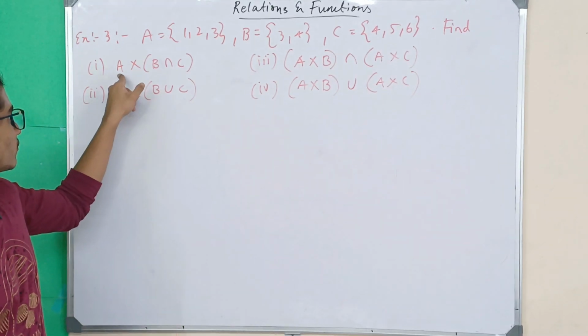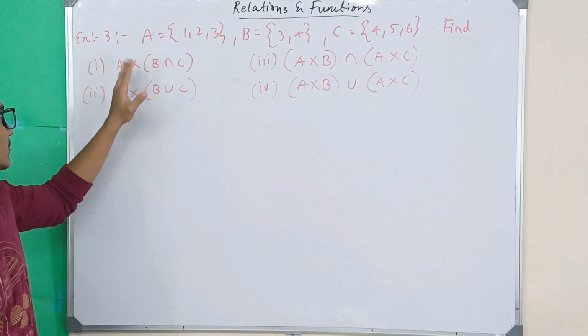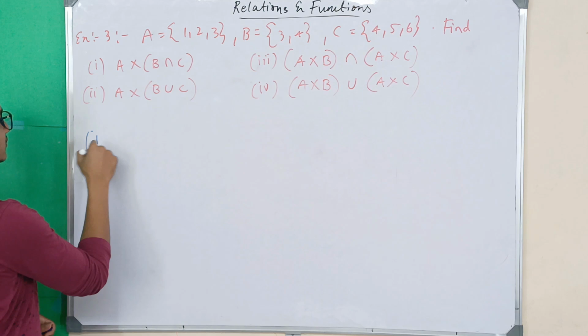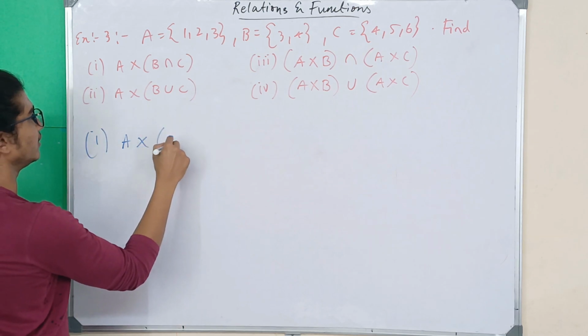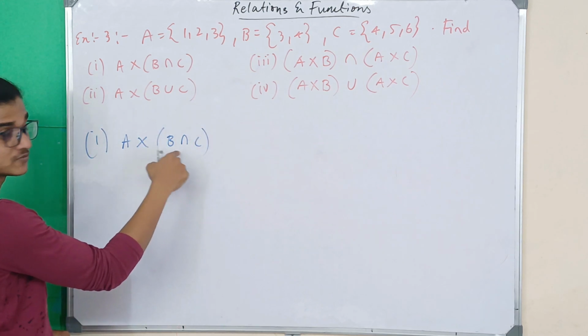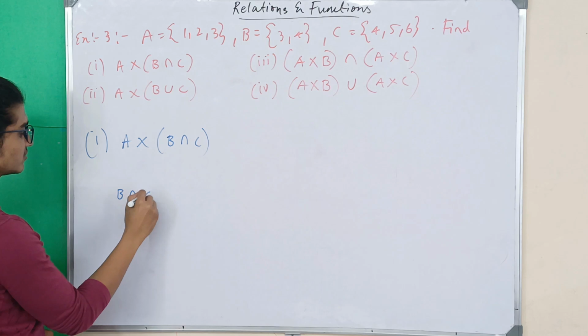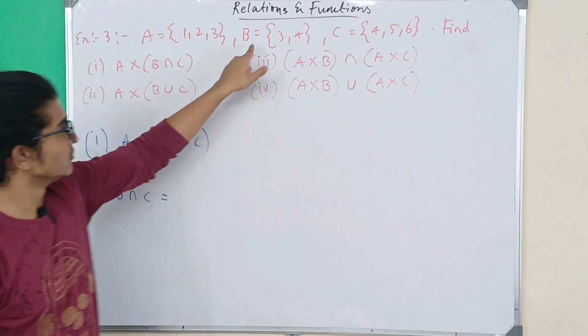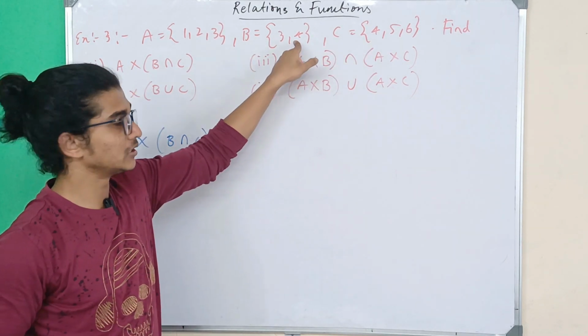Find A cross B intersection C. So let's solve the first one, which is A cross B intersection C. Let us first find what B intersection C is. So B intersection C: you have to see all the common elements. So what are the common elements?